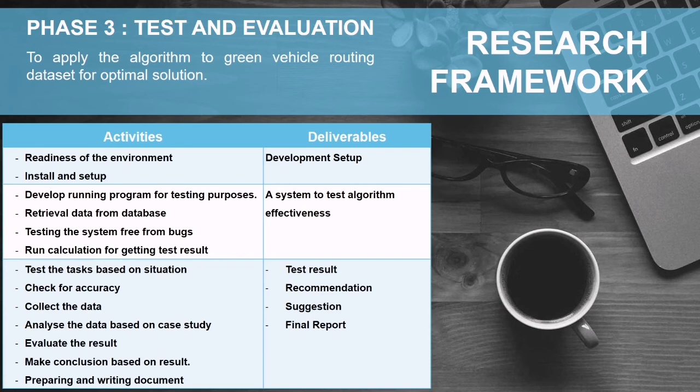Next is the third phase in my research, which is test and evaluation. The objective is to apply the algorithm to green vehicle routing dataset for optimal solution. The activities are readiness of the environment, install and setup. The deliverable is the development setup. Next, the activities are develop running program for testing purposes, retrieve data from database, test the system to be free from bugs, and run calculation for getting the test result. The deliverable is a system to test algorithm effectiveness.